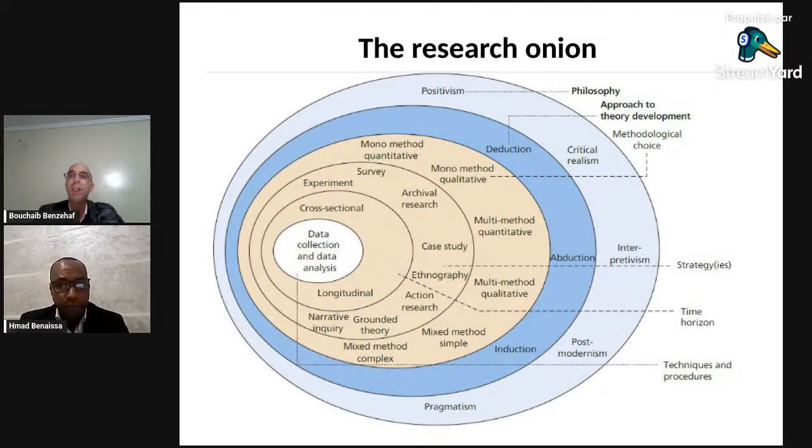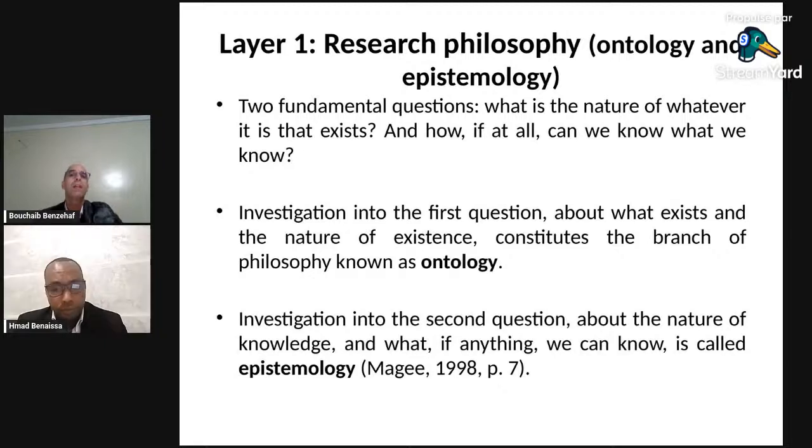So layer 1, research philosophy, ontology, and epistemology. Let me start by saying that philosophy developed in such a way that 2 fundamental questions lie at its heart. Question 1, what is the nature of whatever it is that exists? And how, if at all, can we know what we know?